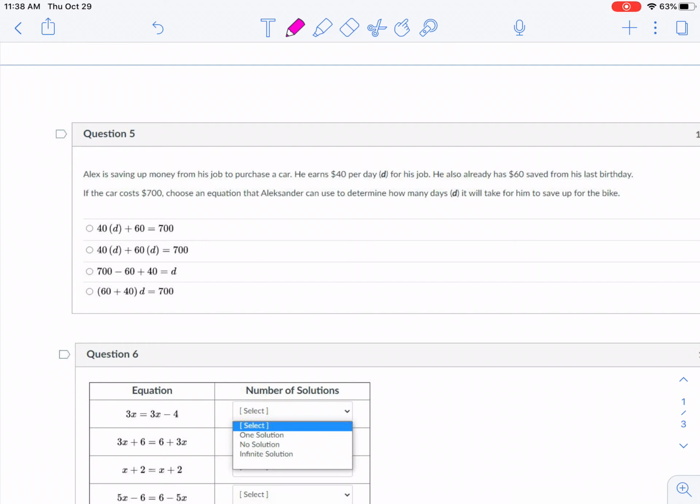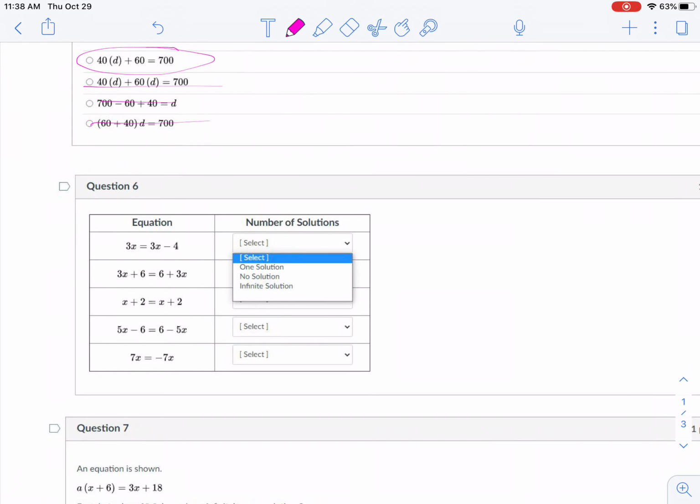On this one, it says Alex is saving up money from his job to purchase a car. He earns $40 per day. The word per means to multiply, so that means 40 times D, or 40D. So then we have, he also already has $60, so he already has it, so we can add that to what he's trying to earn. If the car costs $700, choose an equation Alexander can use and determine how many days it will take. Well, we need the total to equal 700. We look, do we have 40D plus 60 equals 700? We do, it's right there. That doesn't work, that doesn't work, and that doesn't work.